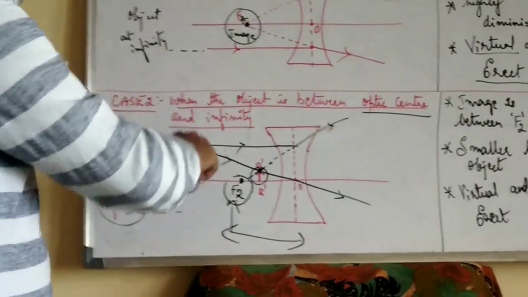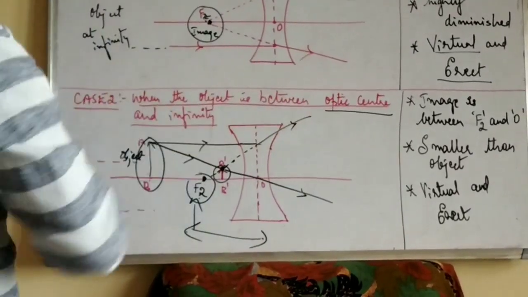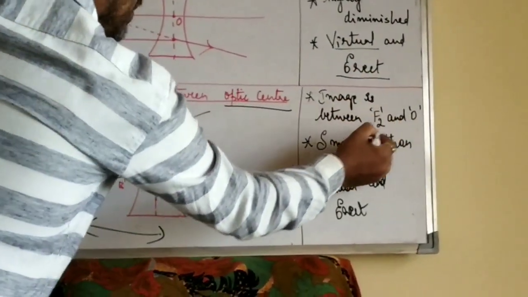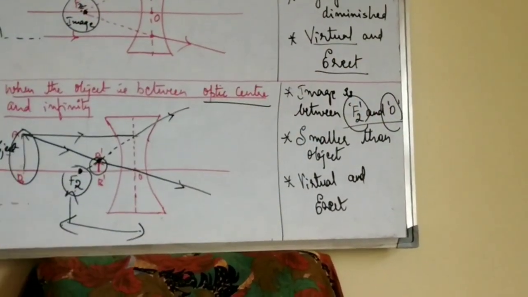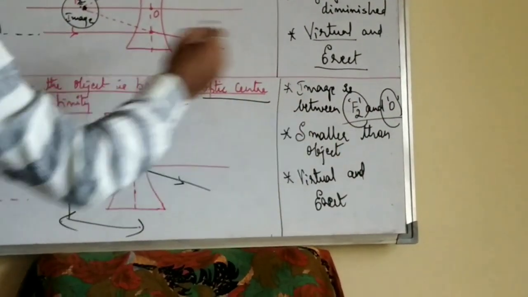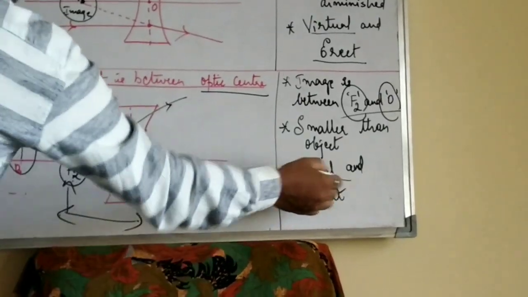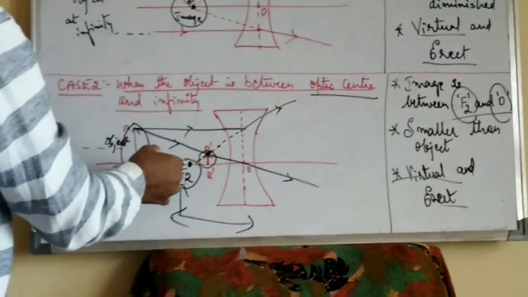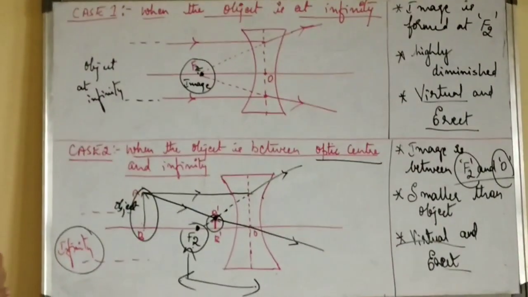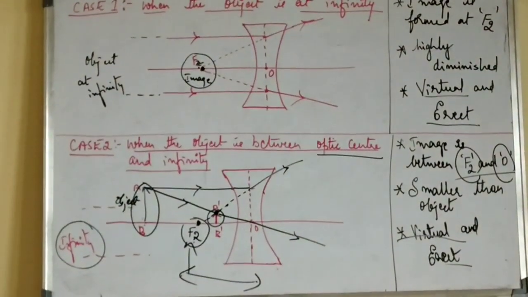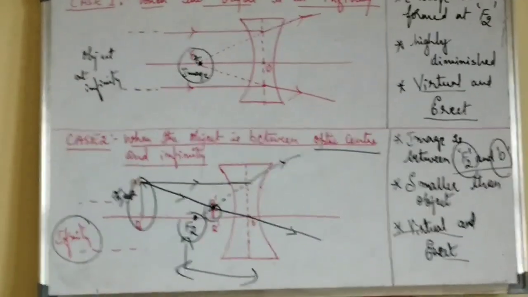object. So, when the object is between optic center and infinity, the image is formed between the second principal focus and the optic center. Image is smaller than the object. Image is virtual and erect. You can see here, the image is virtual and it is erect. So, these are the two cases of the image formation in concave mirror.